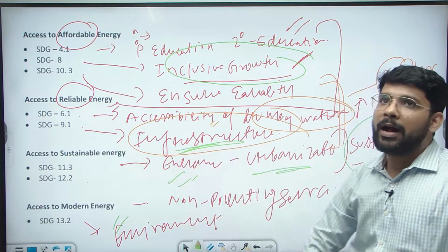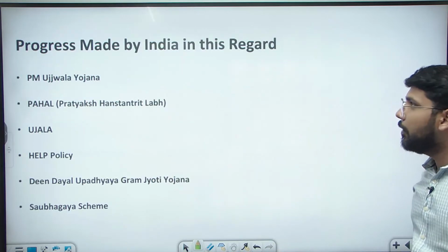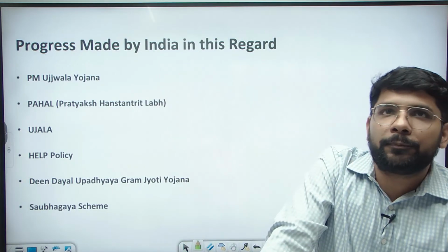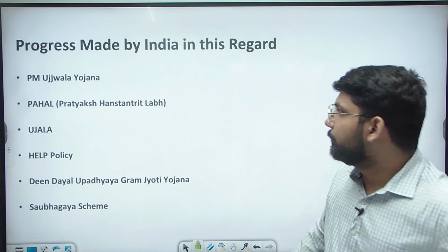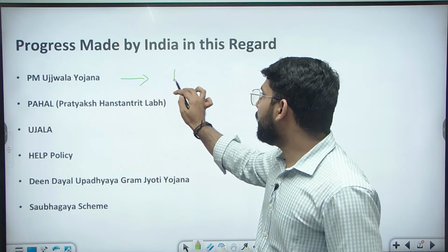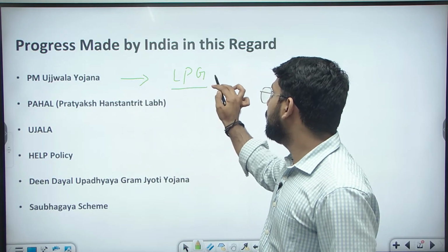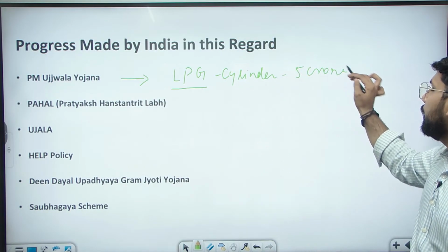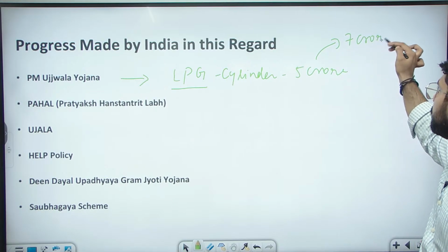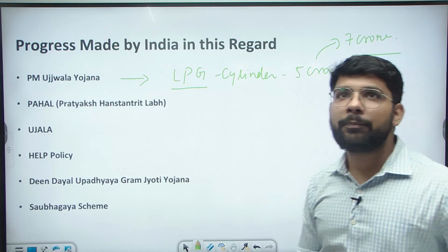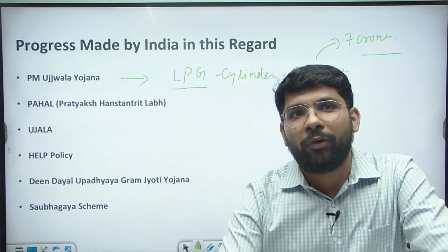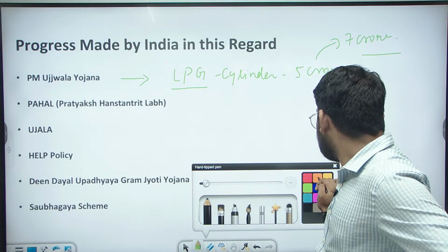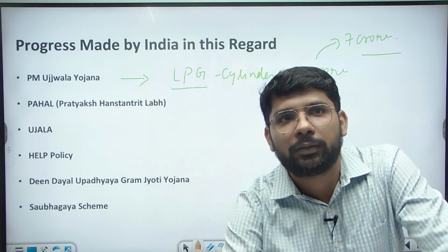Now let's come to the second part. What has India achieved, or what progress has been made by India or the government of India in this regard for SDG 7? The first is the PM Ujjwala Yojana. Under it, the government provides LPG cylinders, initially to 5 crore families, then upgraded to 7 crore families. By providing cylinders, they are saving the environment and saving trees.